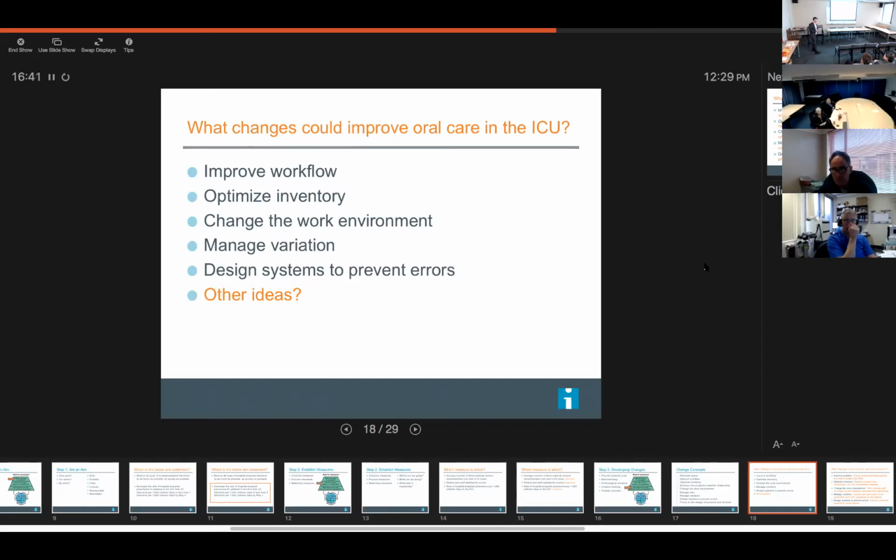You change the work environment, so you can easily get the equipment to do the oral care. But then I guess, do we have to go and audit? No, you don't have to. So changing the work environment. So you're talking about getting the oral care equipment closer to the patient. Yeah, because you can't walk away that easily from your patient.